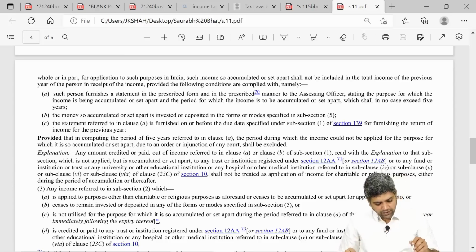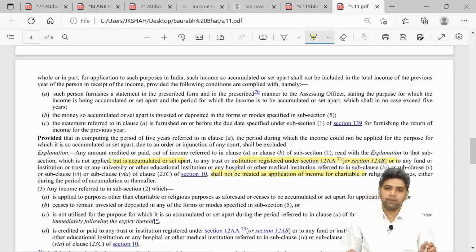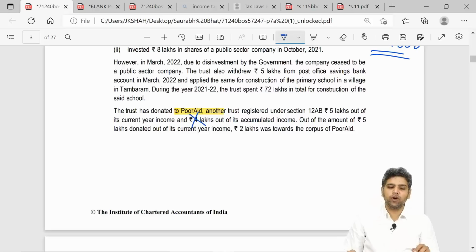So government says that in case any amount which is accumulated is given as contribution to any other trust, then it will not be regarded as application of income. This is the explanation below section 11 subsection 2, which says that once you accumulate the amount, it cannot be given as contribution to any other trust. So in this question, the 4 lakh rupees, which is the contribution given out of accumulated income, you will not get that as application of income.